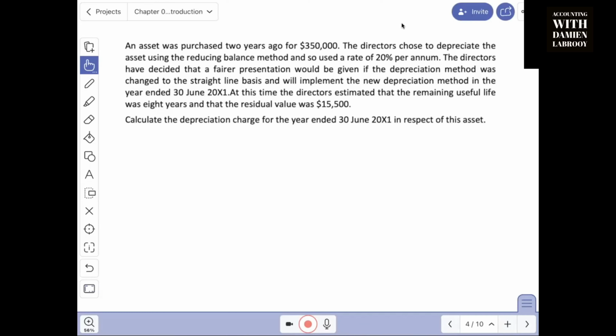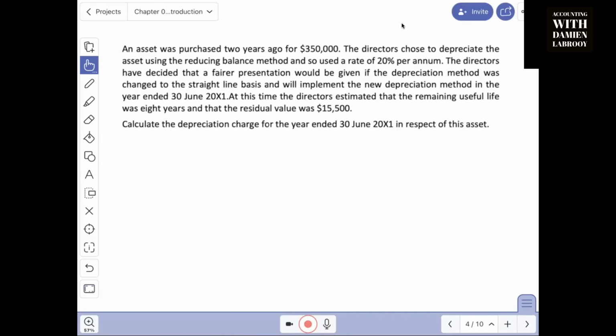So I need to calculate the net book value of this asset after 2 years. So the net book value, we can use a shortcut where we use the compounding equation. So 350,000 into 1 minus R, the rate is going to be 20%. So this is after 2 years. So the net book value of this asset is going to be 224,000.